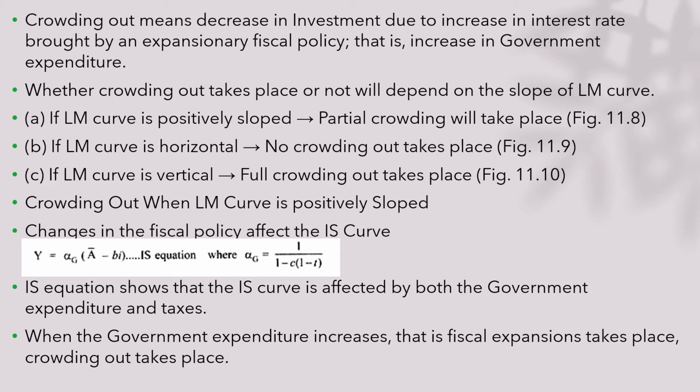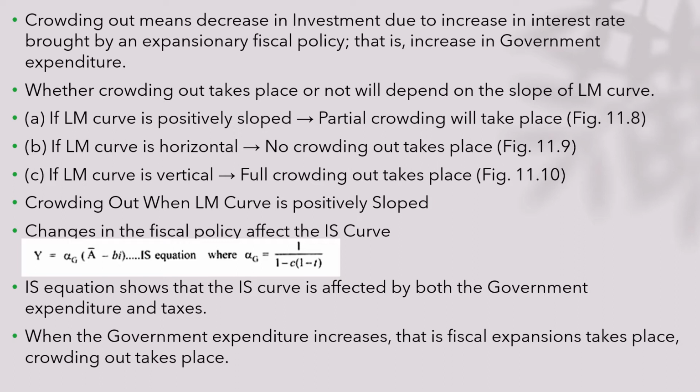Okay. I'll be giving you a gist of what crowding out means in this video itself, because that is very important for understanding this topic. Crowding out involves a decrease in private investment due to an increase in the rate of interest, brought about by an expansionary fiscal policy. That means whenever there is an increase in government expenditure, the resulting increase in the interest rate causes a decrease in private investment. This is what crowding out means.